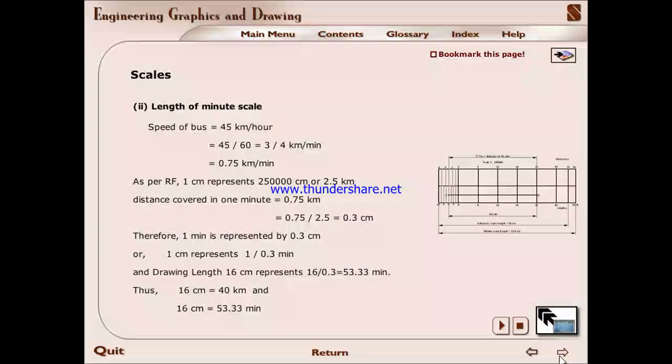Now the length of the minute scale. Speed of bus is equal to 45 kilometers per hour. That is 45 by 60, which is equal to 3 by 4 kilometers per minute, which is equal to 0.75 kilometer per minute. As per RF, 1 centimeter represents 2,50,000 centimeters or 2.5 kilometers. Distance covered in 1 minute is equal to 0.75 kilometers. That is 0.75 by 2.5 is equal to 0.3 centimeters. Therefore, 1 minute is represented by 0.3 centimeters, or 1 centimeter represents 1 by 0.3 minutes, and drawing length 16 centimeters represents 16 by 0.3, which is equal to 53.33 minutes. Thus, 16 centimeters is equal to 40 kilometers, and 16 centimeters is equal to 53.33 minutes.